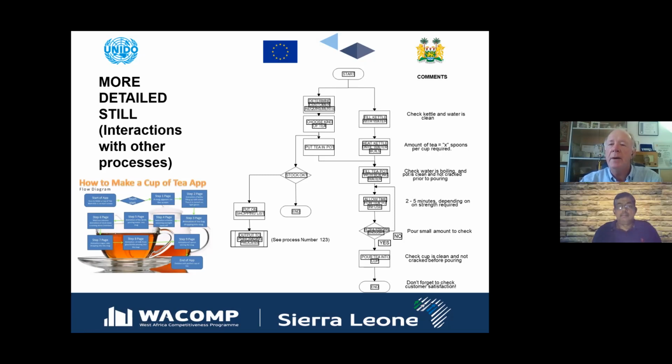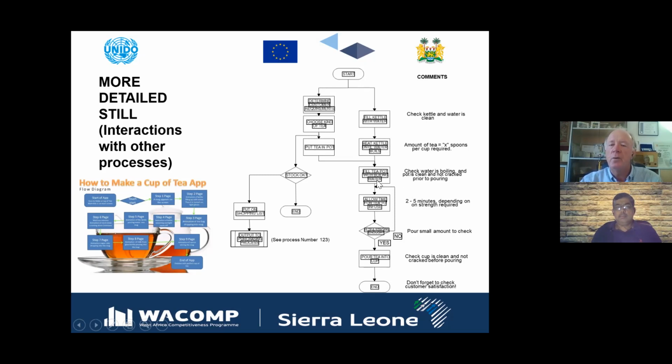And we can add comments to that, a little checklist. Make sure the kettle and water is clean. Heat the kettle until the water boils. Put the tea in the pot. How much tea do we put in the pot? Is it loose tea or is it tea bags? Typically, the rule of thumb is one tea bag per person, or X number of spoons of loose tea per cup.